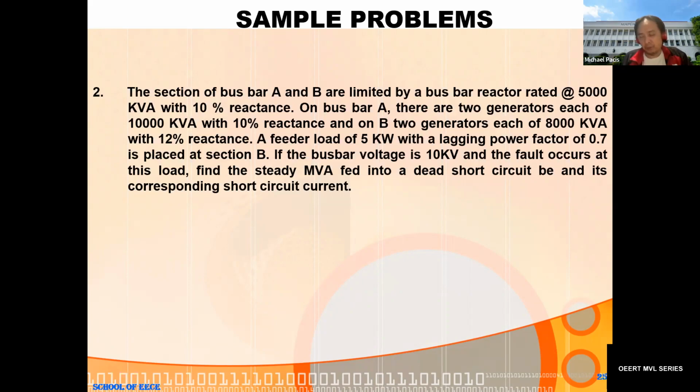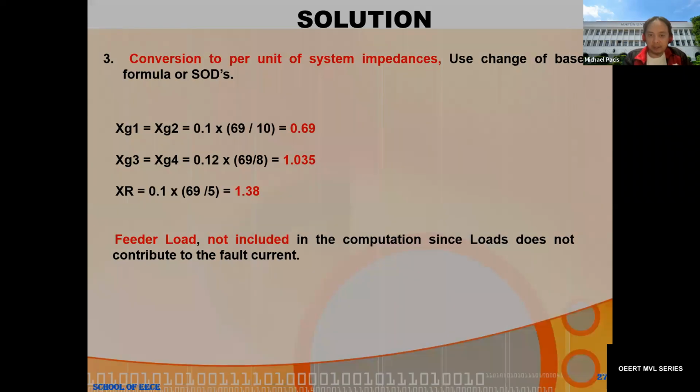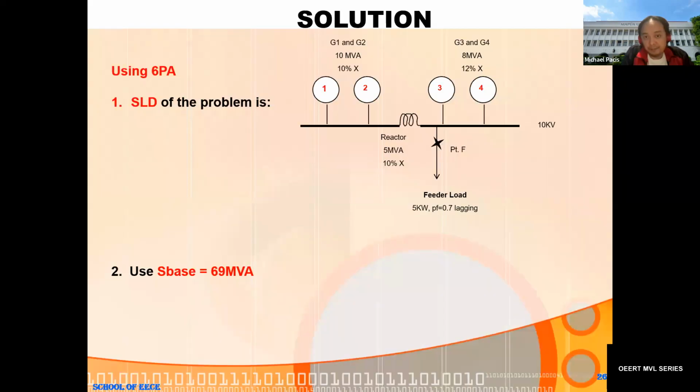Okay, without further ado, if you can see, the problem is in statement form. So you need to draw the single line diagram for this. So it will become like this, by using the 6-point algorithm that we have mentioned a while ago, by having the correct single line diagram based on this paragraph or problem statement.